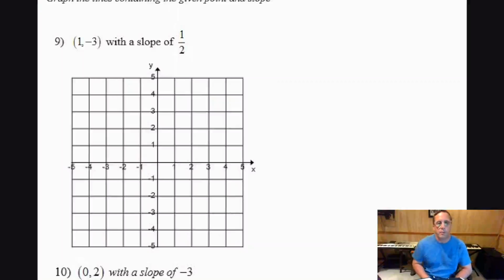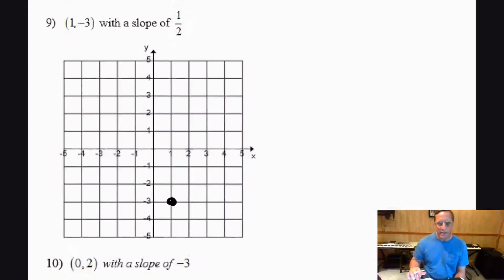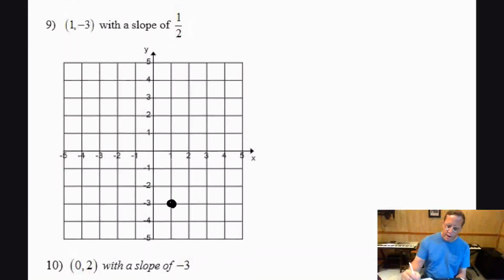At number 9, we have a point to start with. That's what we're given, and we're given a slope. So what we want to do is let's go with that point. We have 1, -3, so let's go ahead and make a point there. So 1, -3 is right here. That's 1 on the x, -3 on the y, and it's got a slope of 1/2.